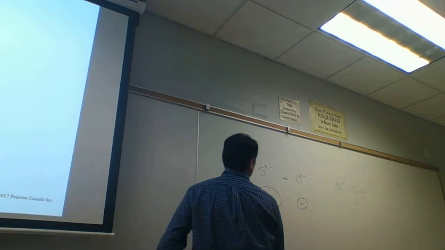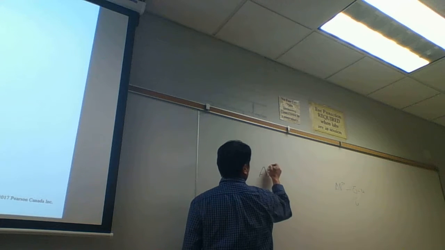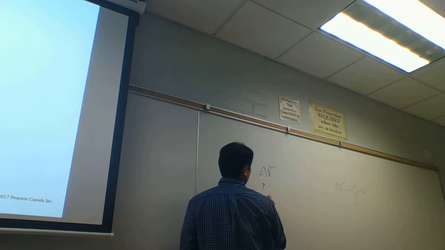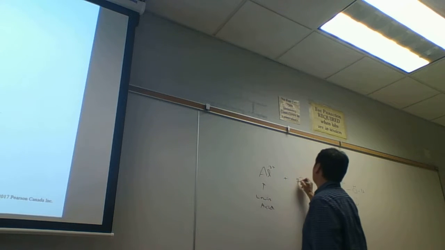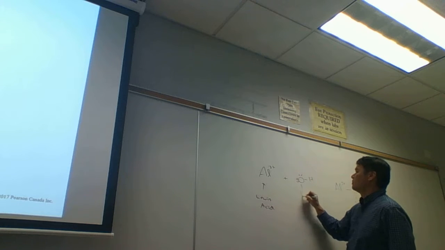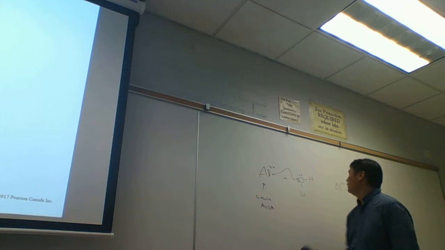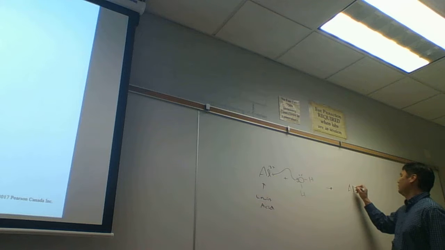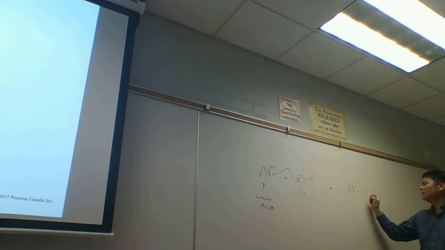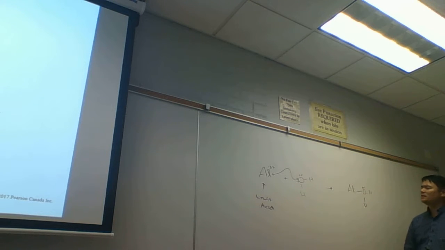The Lewis acid-base reaction is, it turns out that aluminum 3+ is a Lewis acid. And then water is a Lewis base. So what happens is this sp3 comes in here and bonds here. Now, what we end up with is this. We end up with a covalent bond formed between the water and the aluminum. And so we end up with a species like this.